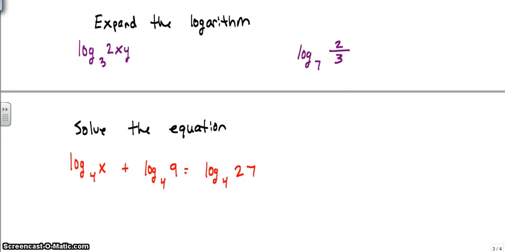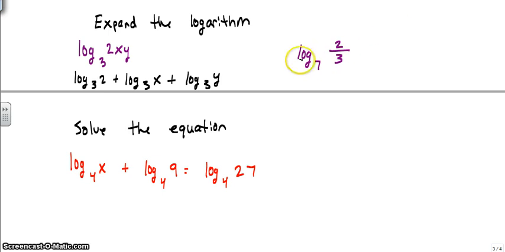Next, we're going to expand logarithms. So here we're given one logarithm. We're going to break it up into multiple, depending on how many we need. Each one of these is going to have a base of 3. So it's going to be log base 3. They're multiplied together, so when I split them up, I'm going to add them. So log base 3 of 2 plus log base 3 of x plus log base 3 of y. That is expanding.